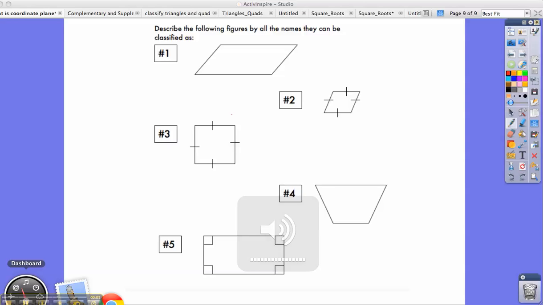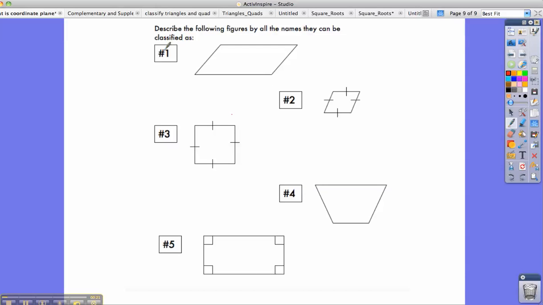Hey guys, today we're just going to talk about how to classify some shapes quickly. So we're going to look at some of these shapes and talk about how we could classify them. Notice it says describe the following figures by all the names they can be classified as. So we're going to start with the most specific name we could possibly give the shape and then talk about all the other names that would apply to it. So let's look at number 1 first.